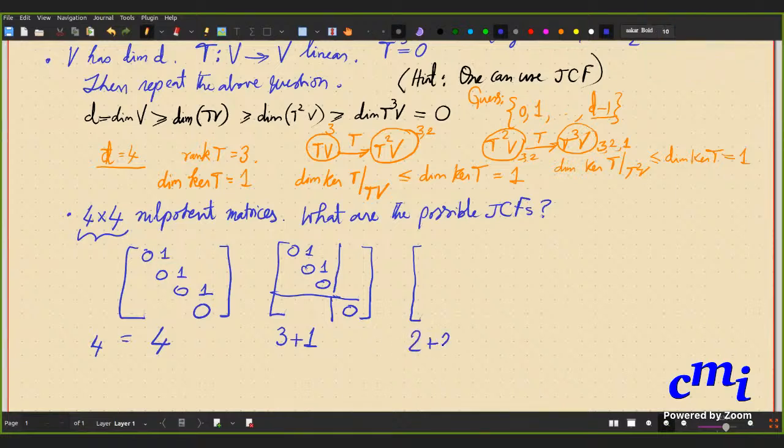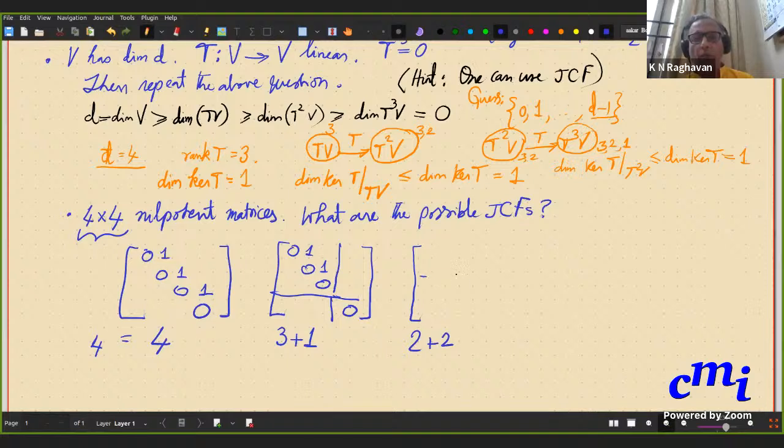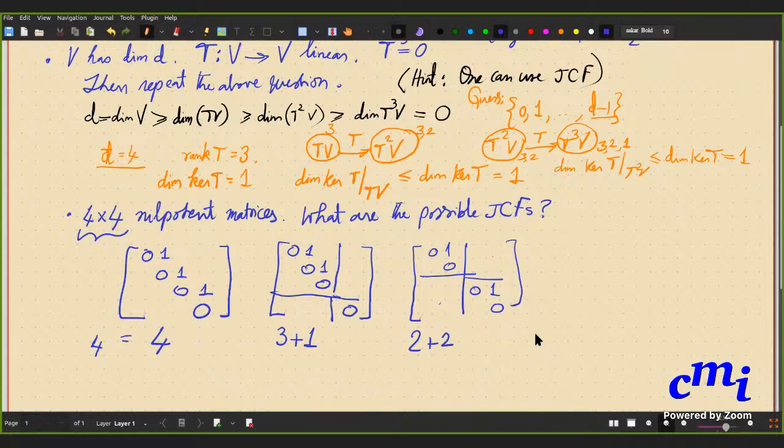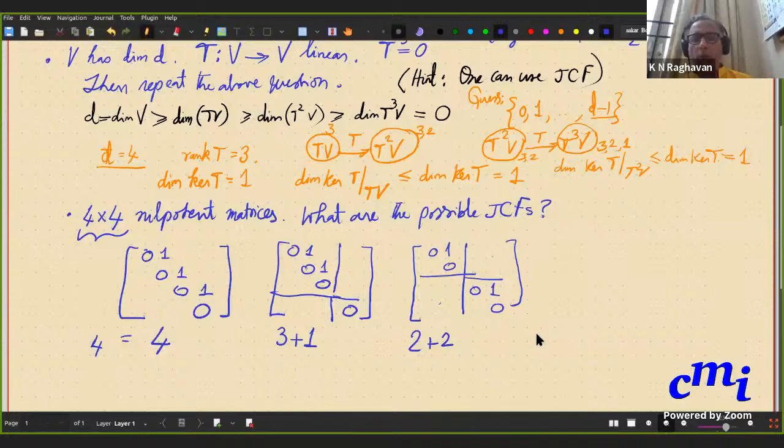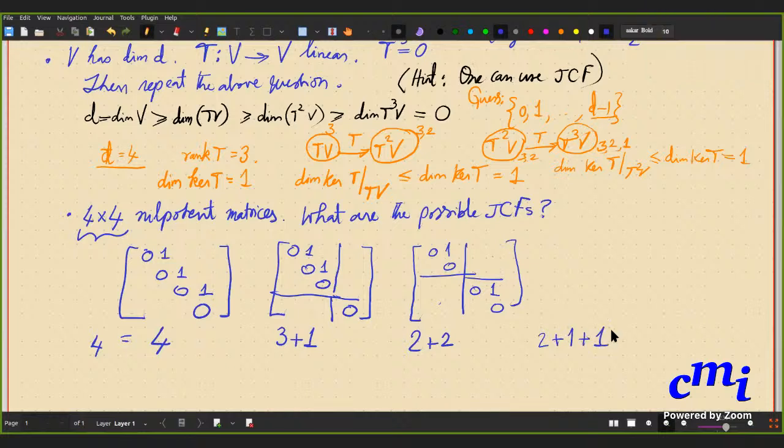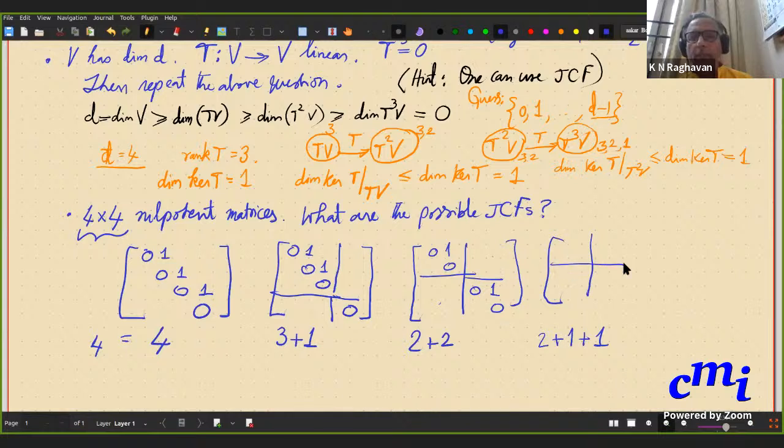And then 2 plus 2, what would that look like? That would look like 0, 0, 1, 0, like this. Of course, these are 0, right? This is 2 plus 2. What are the other ways of writing it? All are 1, 1, 1, 1 plus. Are you sure? There's one more. 1 plus 1 plus 2. Yes, right? So this is a systematic way of writing all of them.